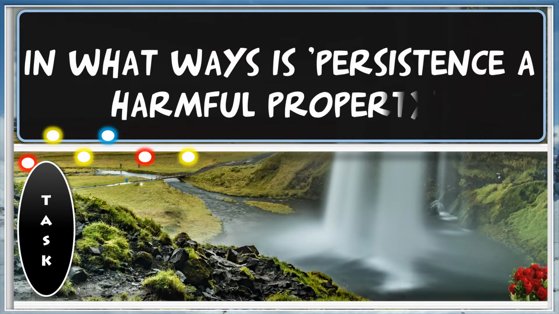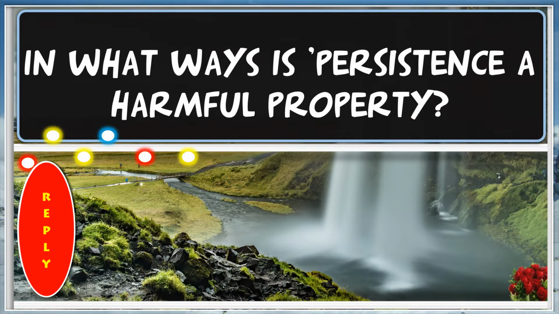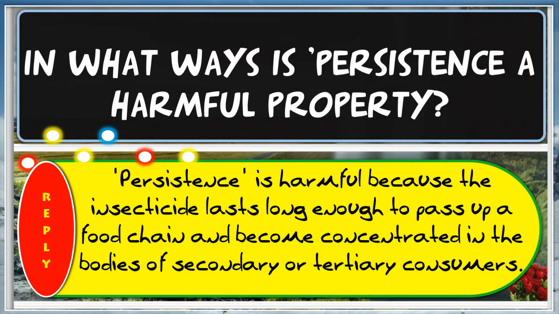In what ways is persistence a harmful property? Persistence is harmful because the insecticide lasts long enough to pass up a food chain and become concentrated in the bodies of secondary or tertiary consumers.